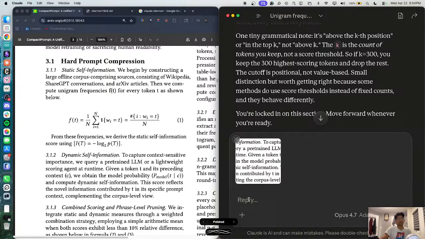What exactly does it mean when it's talking about querying an LLM or lightweight scoring agent to give a token and then the preceding context and being able to obtain a model probability? How exactly does that model probability work, and what sort of context is given? Is it bidirectional, like BERT, where context runs from both sides, left and right? Or is it something like the transformers, where it would only be in one direction, which is all the context before it? I'm assuming it would be the latter.